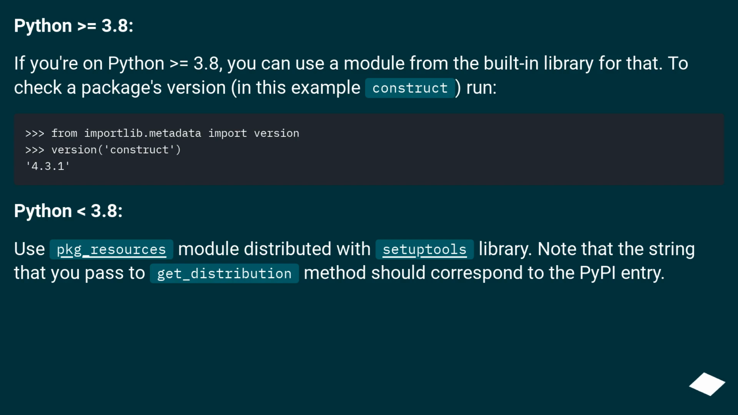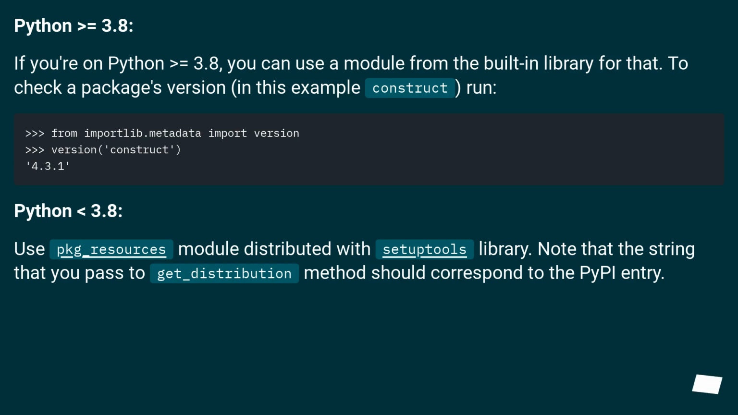Python is greater than or equal to 3.8. If your Python is greater than or equal to 3.8, you can use a module from the built-in library for that. To check a package's version, in this example construct, run this.